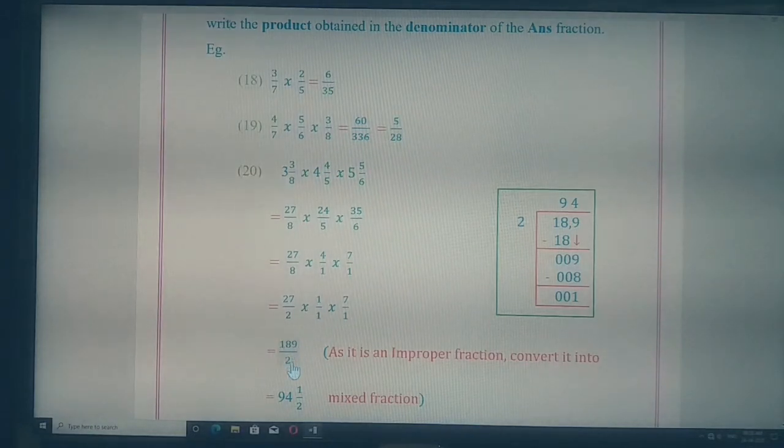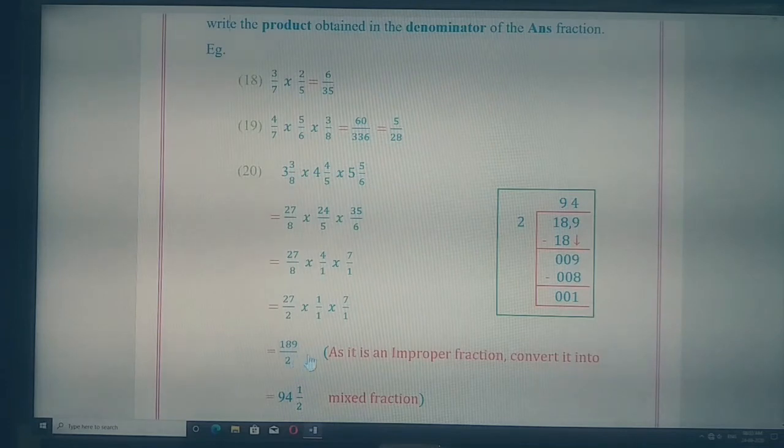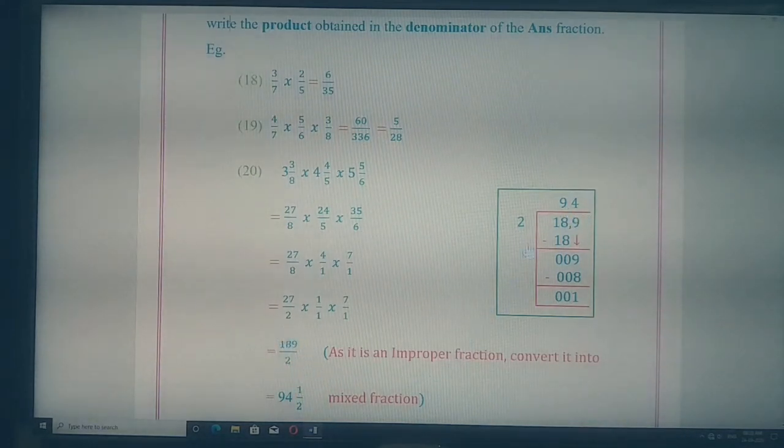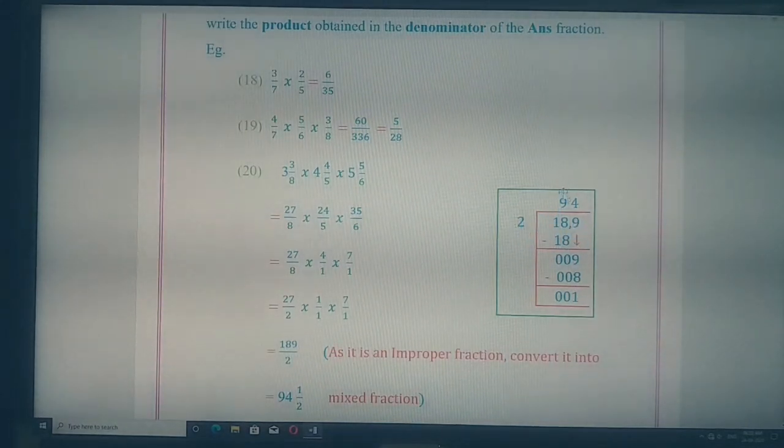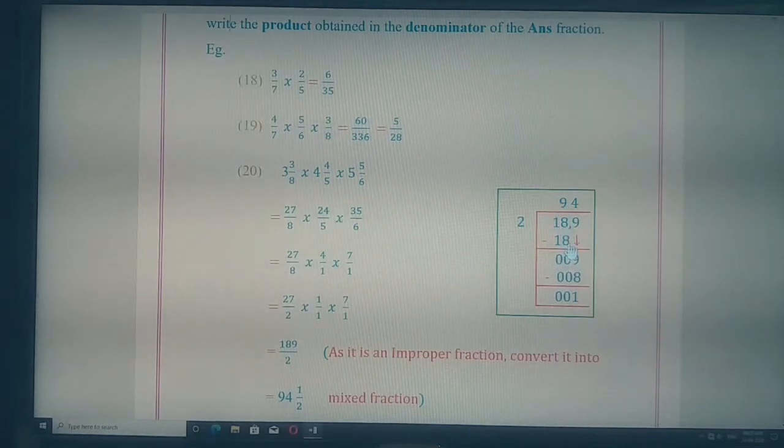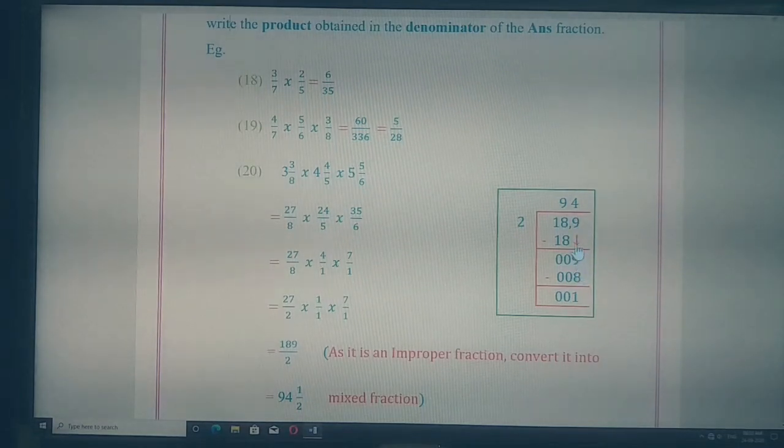189 upon 2 is an improper fraction because the numerator is a bigger number than the denominator. So we have to convert it into a mixed fraction. We can use the division method to convert an improper fraction into a mixed fraction. 189 has to be divided by 2. 189 divided by 2. 2 9s are 18. 18 minus 18 is 0. And the next number 9 is carried down.